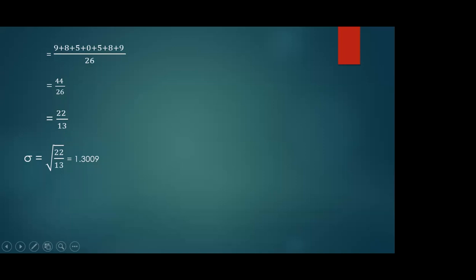Remember, we're trying to find the standard deviation, so we have to find the square root of our variance. And the square root of 22 divided by 13 is 1.3009. Remember, we try to round off to 4 decimal places unless stated otherwise.